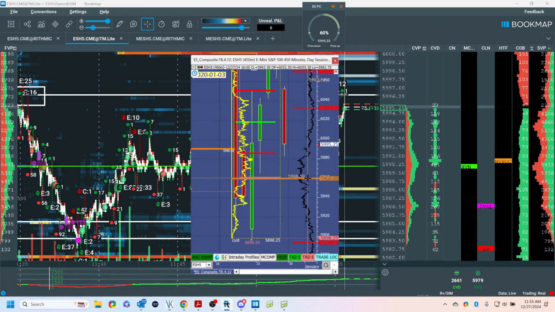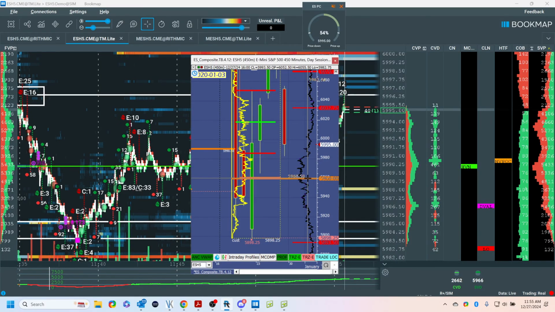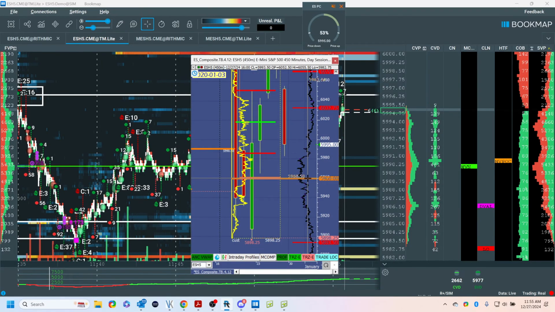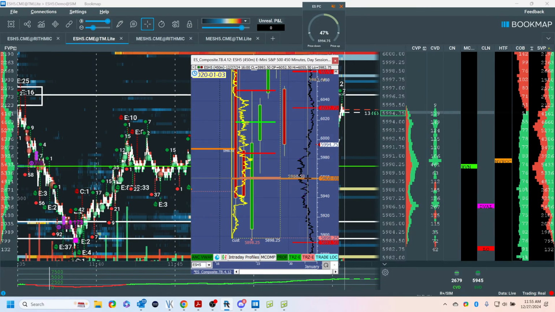And then the shorts that are in the market become the buyers, their stops. Does that make sense? This is part of the rotational nature of the market. And again, all this is about understanding market mechanics.